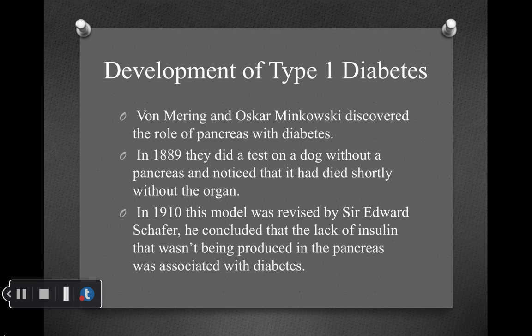Ryan is diagnosed with type 1 diabetes. Type 1 diabetes was discovered by von Mering and Oskar Minkowski. In 1889, they did an experiment on a dog without a pancreas and noticed it died shortly after without the organ. Later in 1910, this model was revised by Sir Edward Schafer. He concluded that the lack of insulin being produced in the pancreas was associated with diabetes.